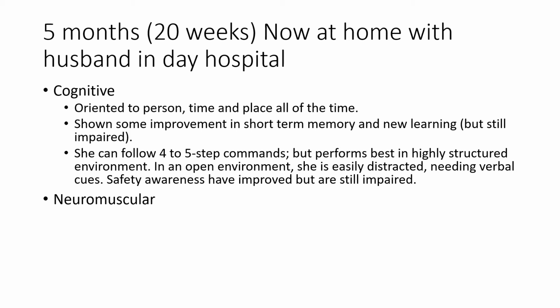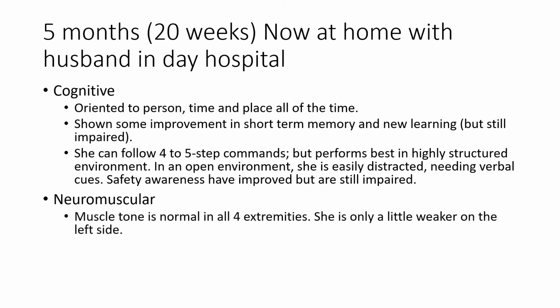It's improved in the sense that there can be a bit more independence, but that is to a limited extent. And where Marie is, what kind of environment she's in, is very relevant. Continue on with neuromuscular. We can appreciate that her muscle tone has improved. It's now normal in all 4 extremities. She is a little weaker on that left side. So what, presented with some tone changes, still is showing some weakness.